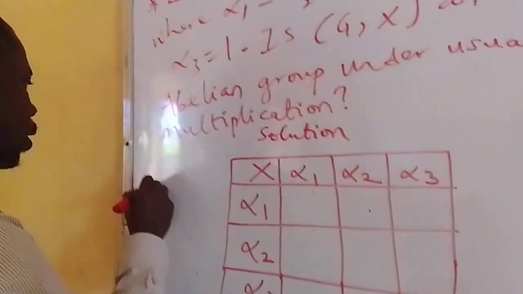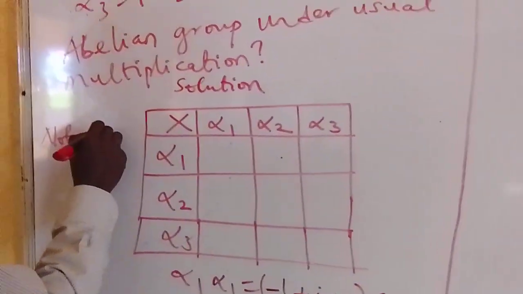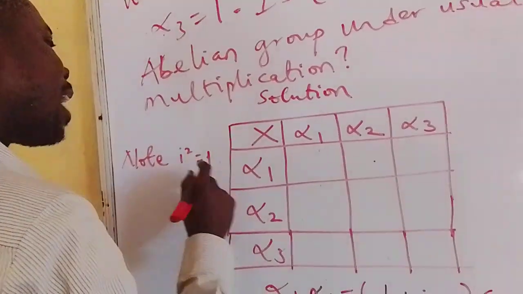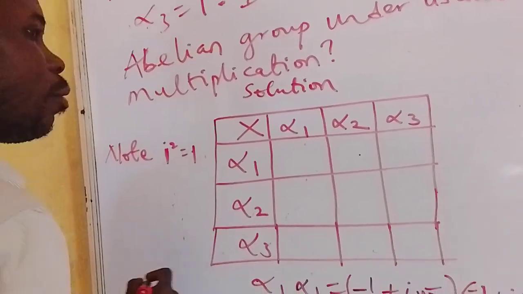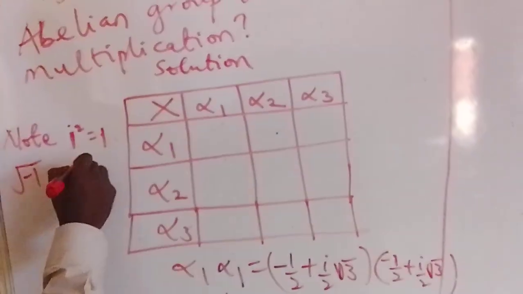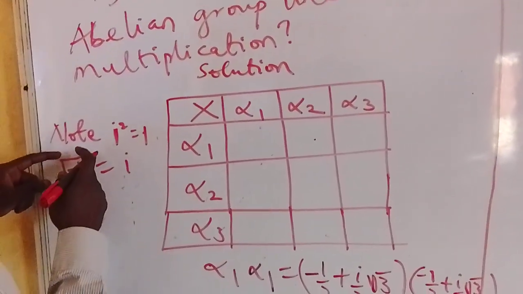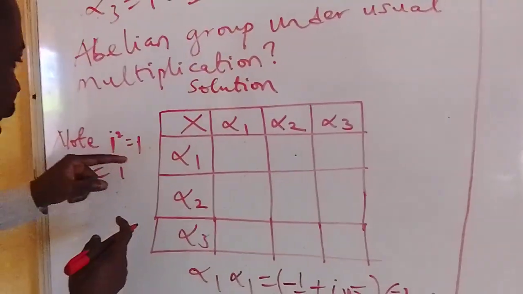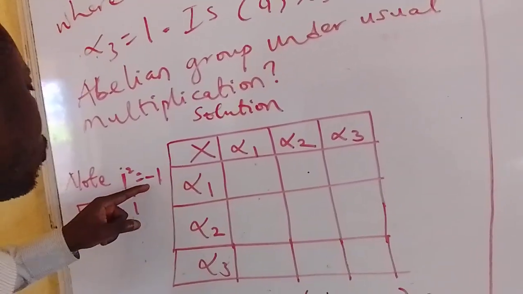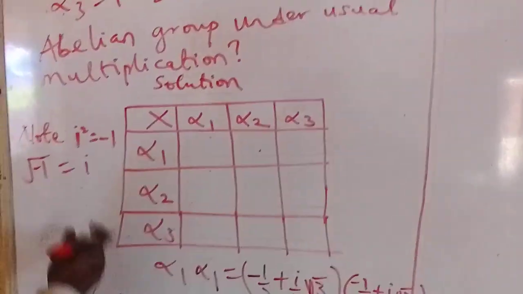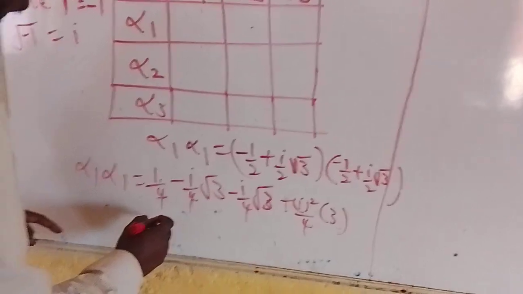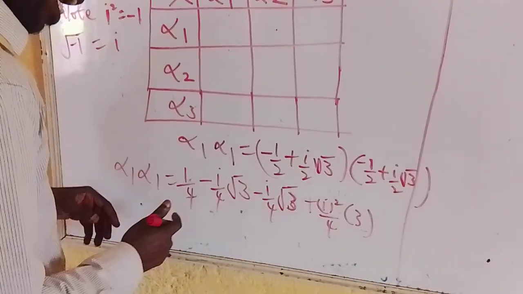So note, I squared is equal to minus 1, because I is an imaginary number. We also call it a complex number because I is equal to the square root of minus 1. So when you square the square root of minus 1, the result is minus 1. That implies that I squared is equal to minus 1. So anywhere we see I squared, we are going to be replacing it with minus 1 because it's an imaginary number. So we can now collect the like terms.